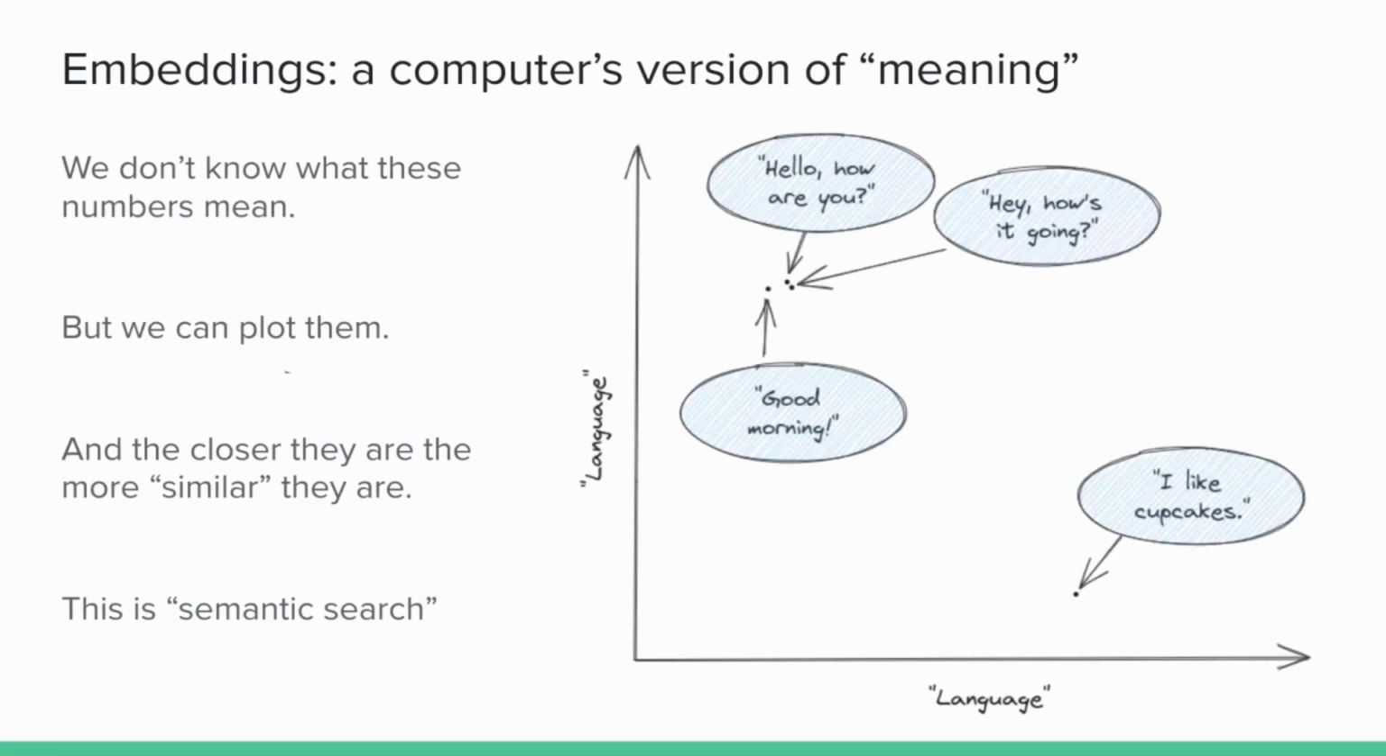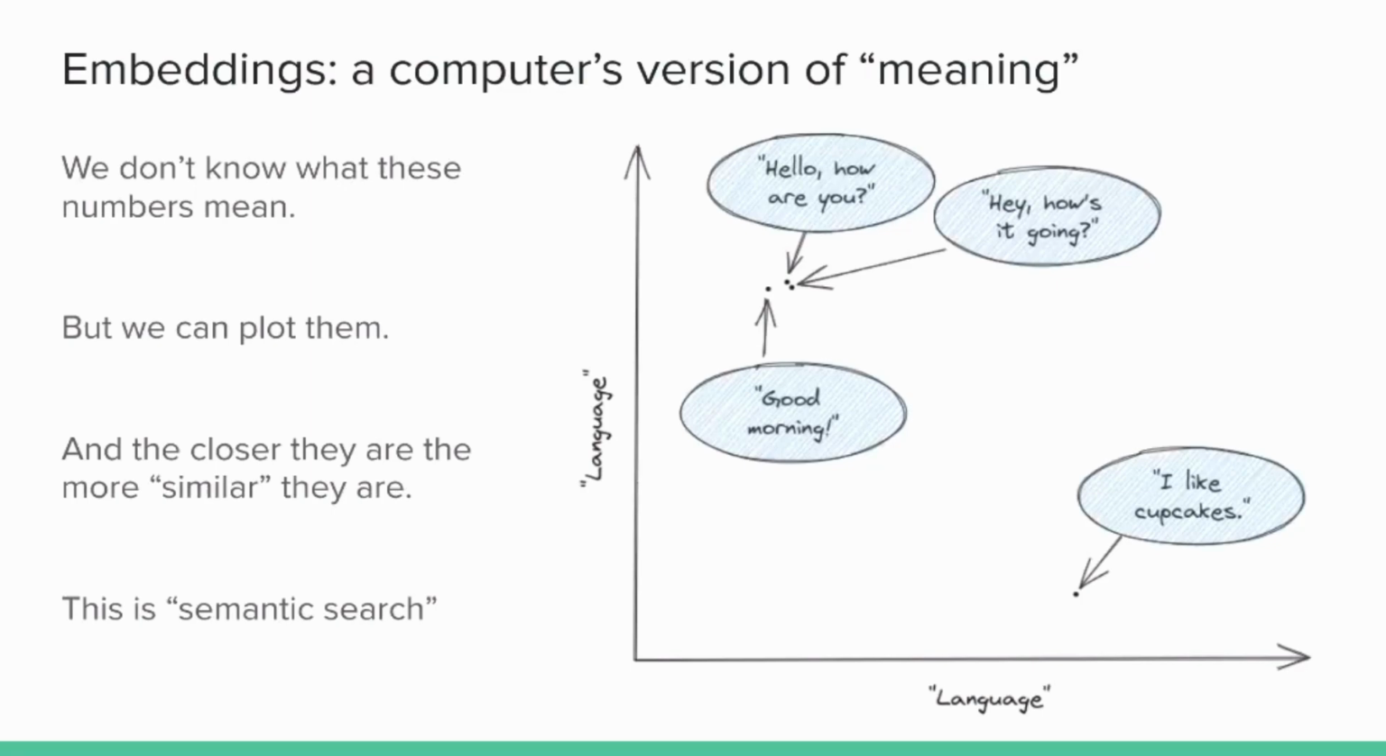Because they're numbers, we can also plot them. Obviously you can't plot them on a 2D axis if they've got usually over 1,000 parameters in those vectors, but you can imagine it like this. If you have things that are very close together, like hello, how are you, and hey, how's it going, they're going to have very similar numbers. If you plotted them, those points would be close to each other. Something like good morning, which is another greeting, would be in that same neighborhood, but a little bit further away. And then something totally unrelated ends up far away.